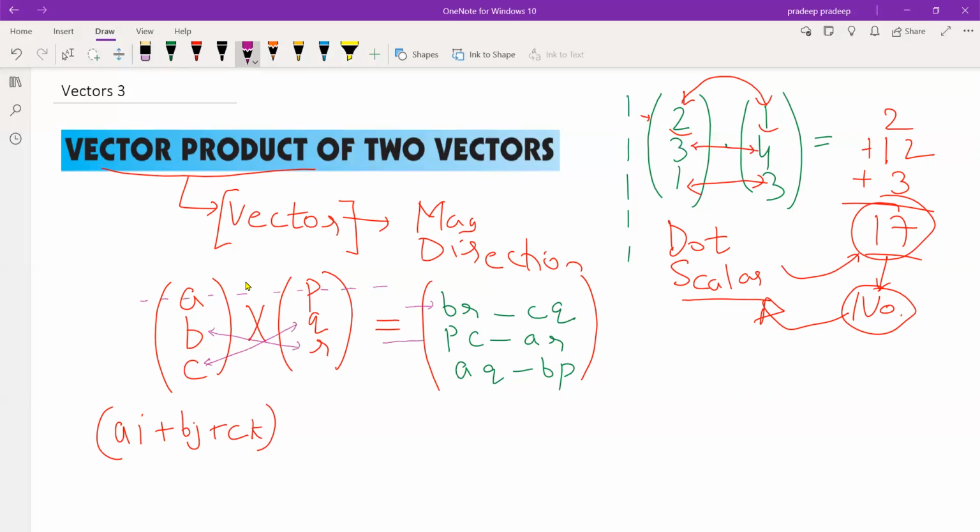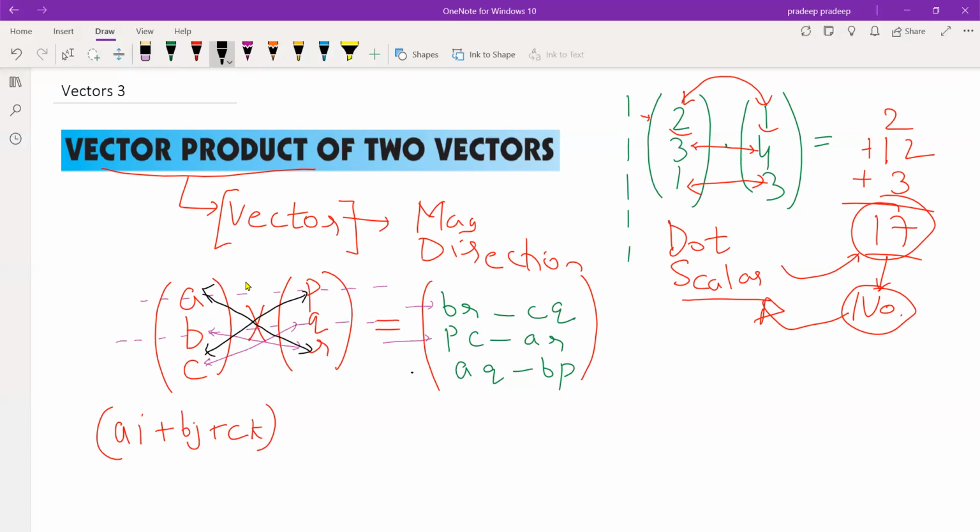Now, if I want the y component of the result, the step remains the same. Step one is to ignore all the y components of the original two vectors and focus on the x and z components. But in the y case, the direction of the cross multiplication is a little different. So p is multiplied with c, and then a is multiplied with r. So pc minus ar, that will be the y component.